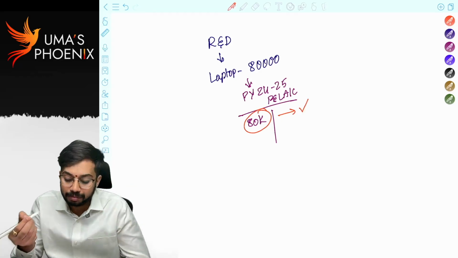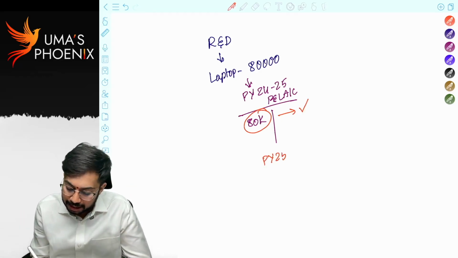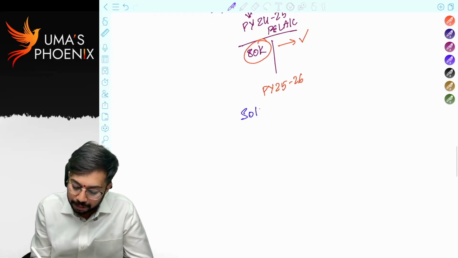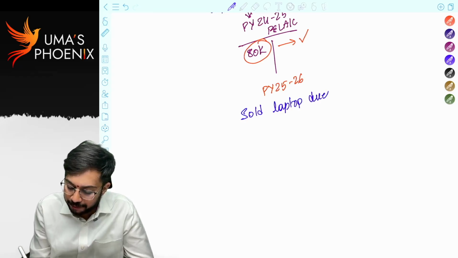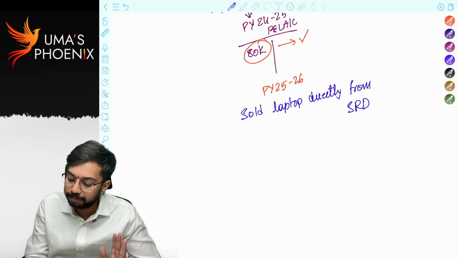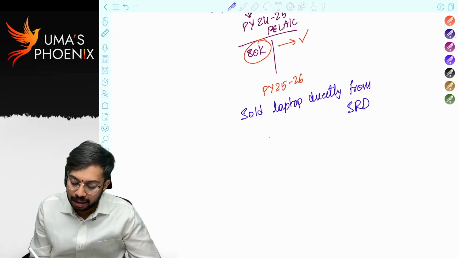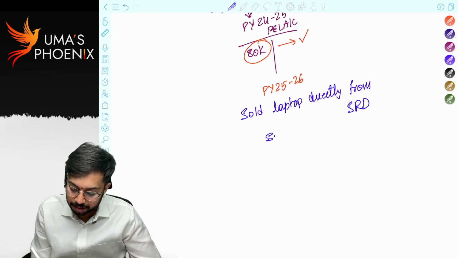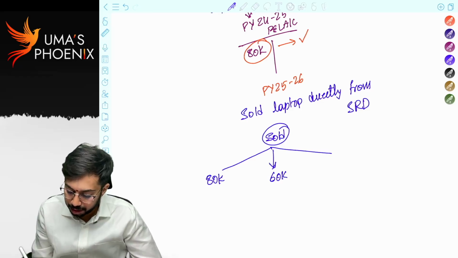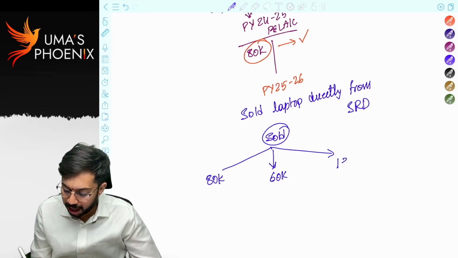Well and good. In 25-26, I sold a laptop. I sold a laptop directly from scientific research department. From scientific research department, I sold the laptop. 3 cases. Sold for rupees 80,000, sold for rupees 60,000, sold for rupees 1,30,000.